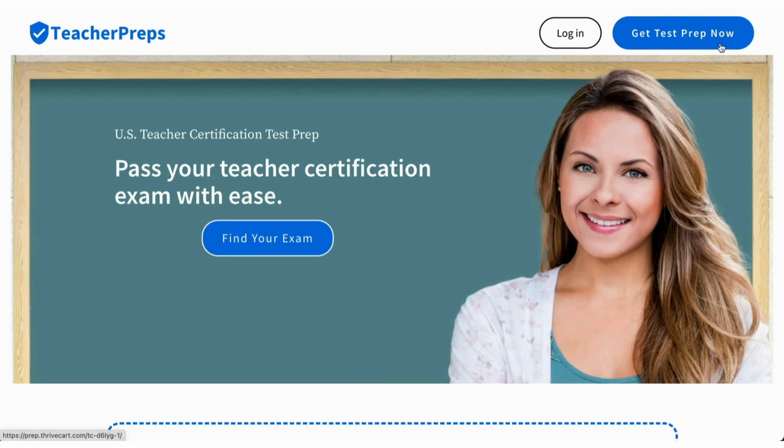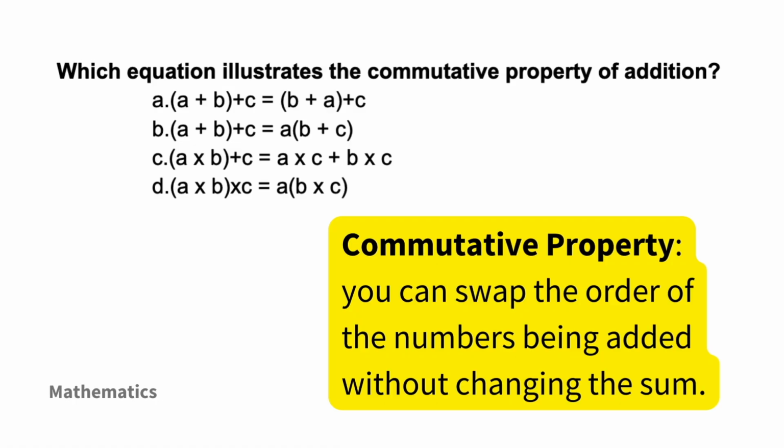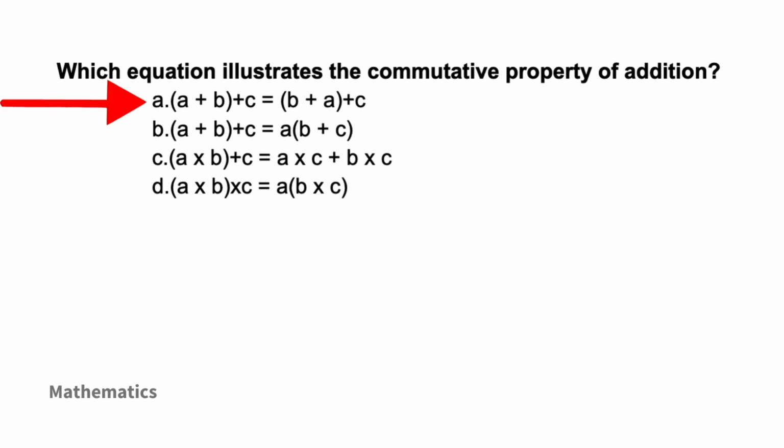All right, let's jump back to the problem. Recall that the commutative property states that you can swap the order of the numbers being added without changing the sum. So let's analyze the options beginning with A. This equation swaps the order of A and B within the parentheses. This illustrates the commutative property because the sum inside the parentheses does not change regardless of the order of A and B. However, we want to double check B, C, and D just to make sure.